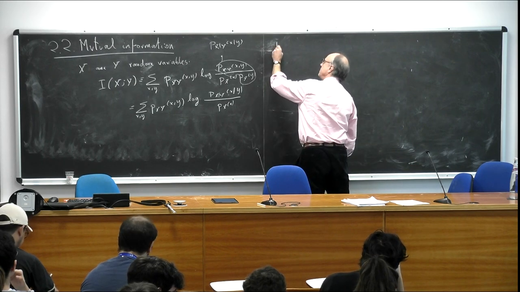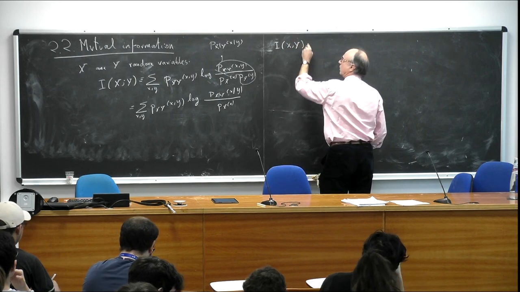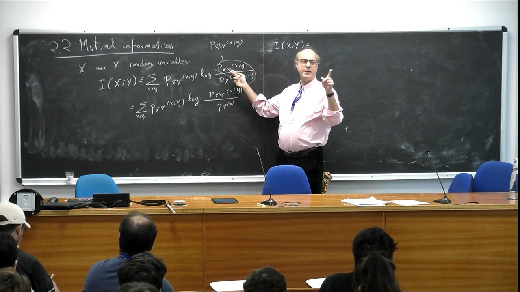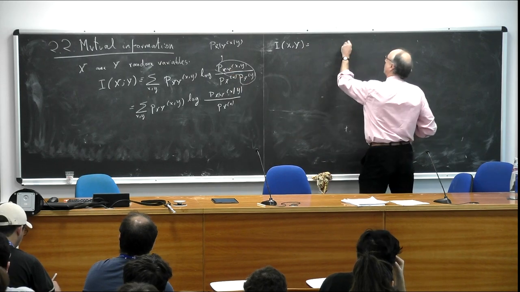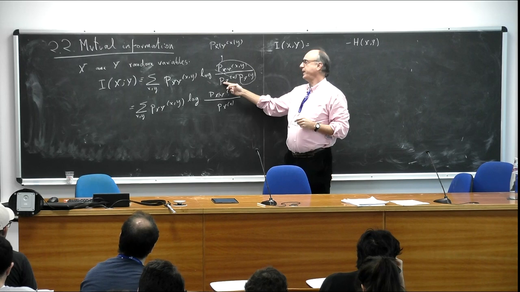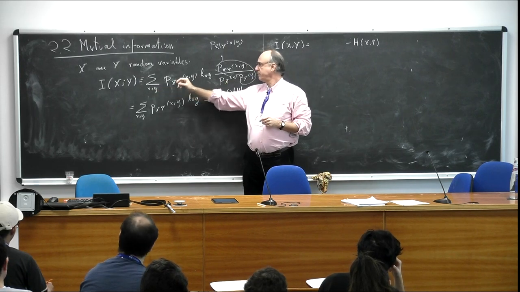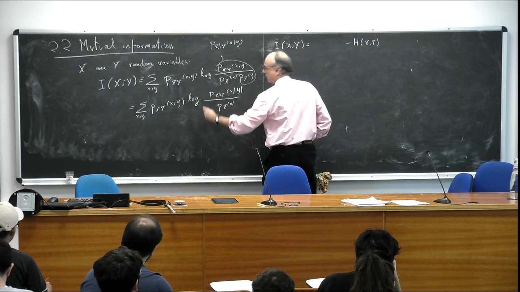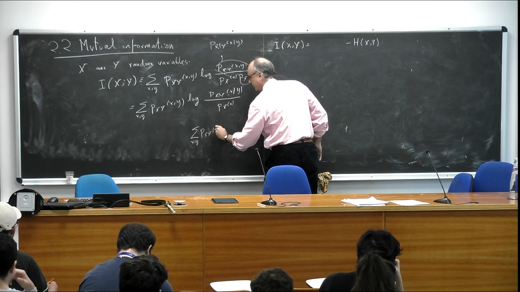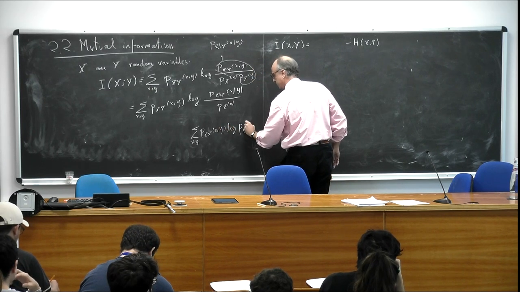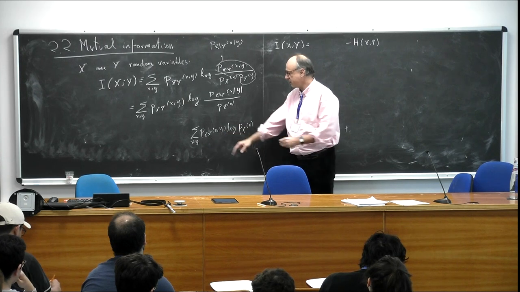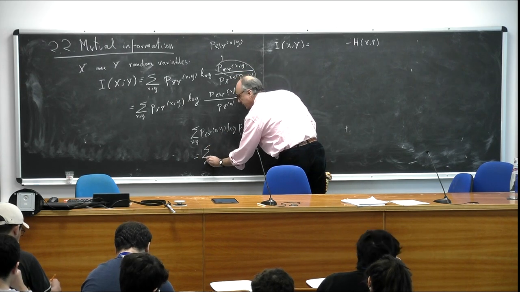For instance, if you take the first one, here I have P log P: the joint log the joint. This is minus H of the joint distribution. And then you have a P log P(x), summed over x and y. If I take this term, it does not depend on y. So when I sum over y, I get the marginal.